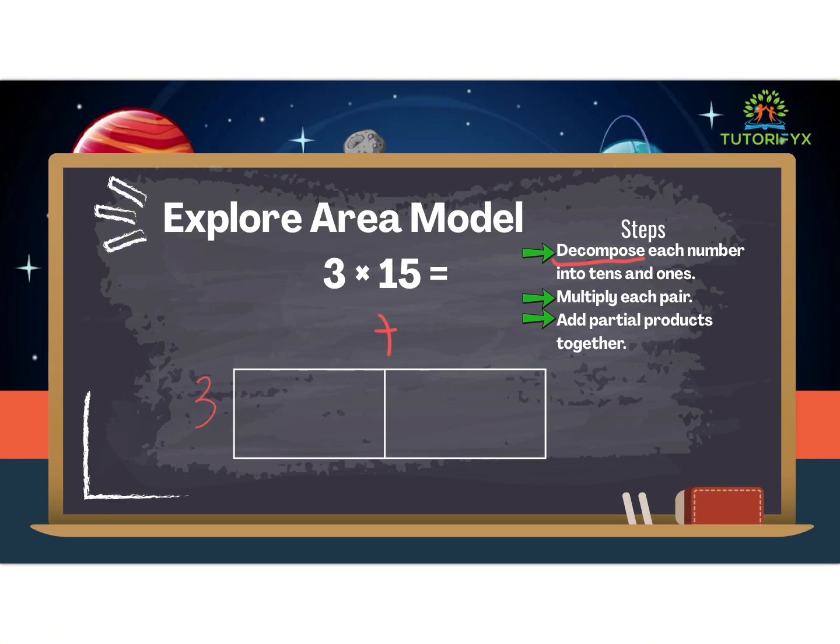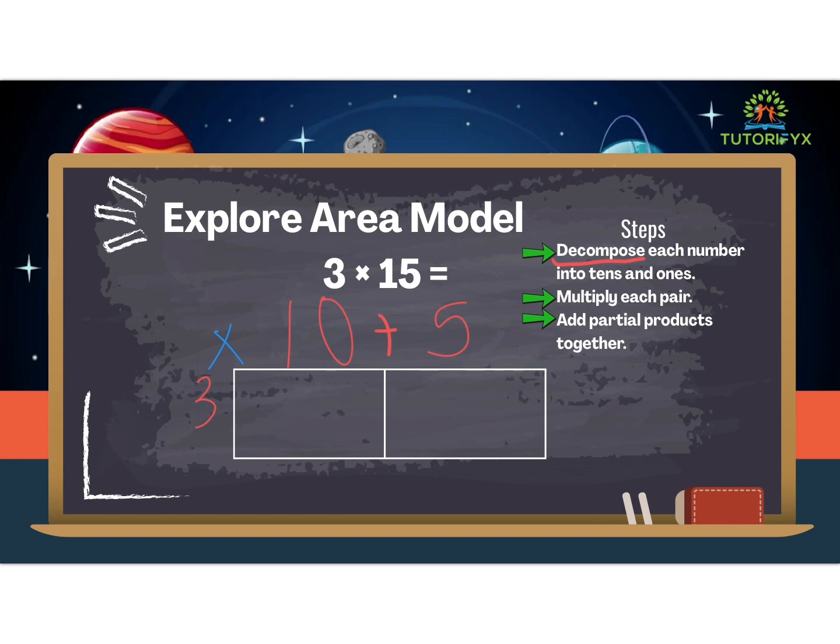How many ones do I have? 5. Good job. How many tens do I have? 10. 10 plus 5 is 15. Now, I'm going to put a multiplication symbol right here at the corner because it's going to help me remember to multiply. Now that I decomposed my numbers, I have 3 times 10 left to solve.